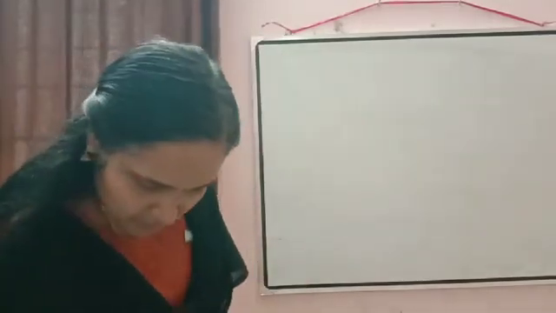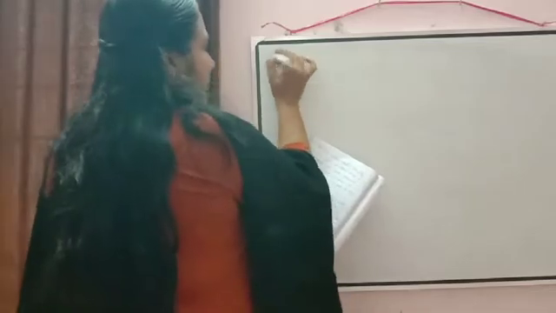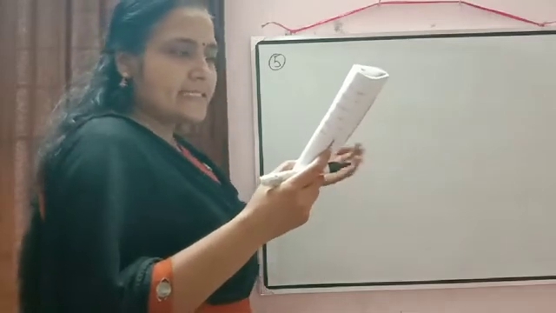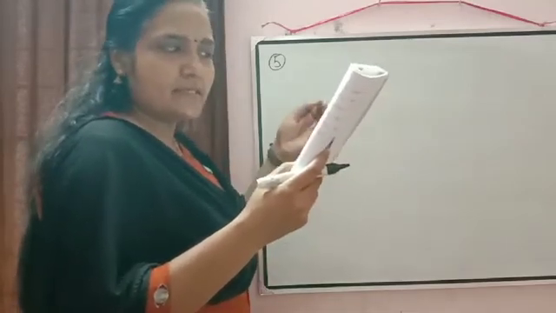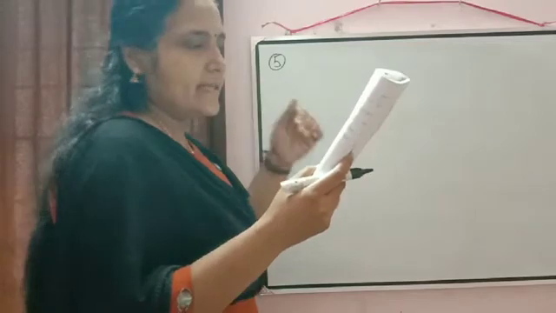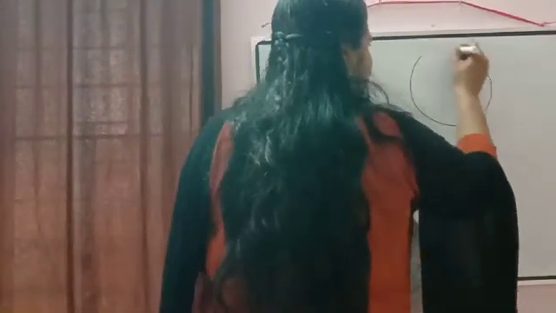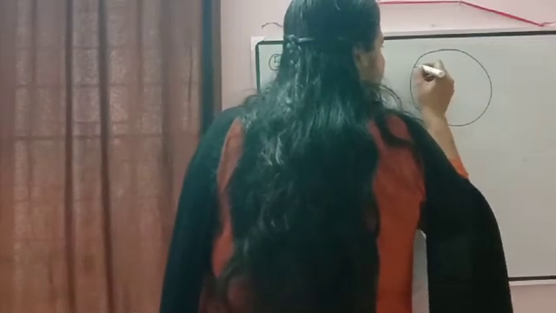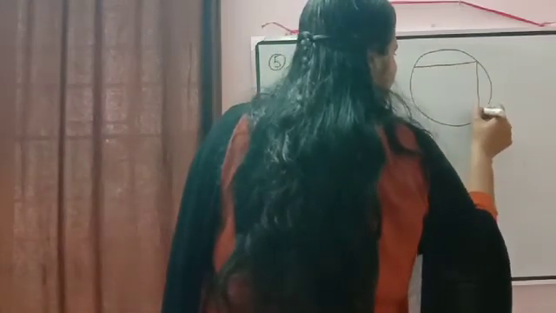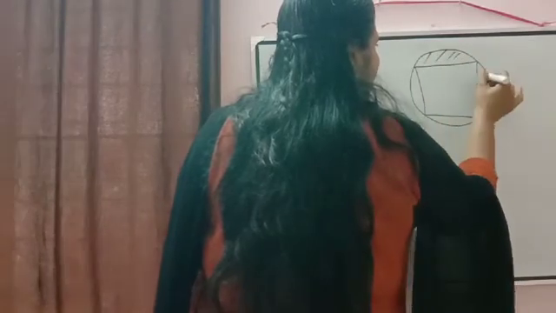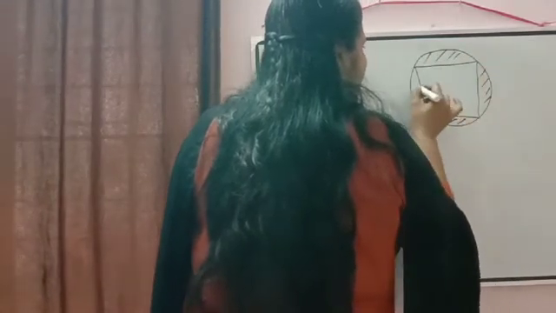Now we'll check the next question. In question number 5 it is written, a square of diagonal 8 centimeter is inscribed in a circle. Square is inscribed in a circle means the square is inside the circle. So when you draw the diagram, it will come in this way. A square is inscribed, so the square is inside the circle. We have to find the area of the shaded region.